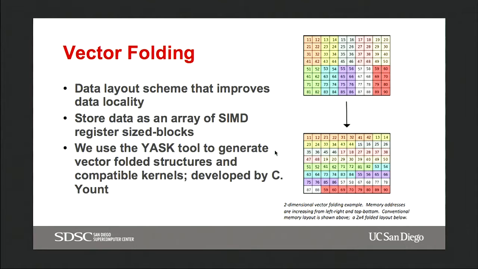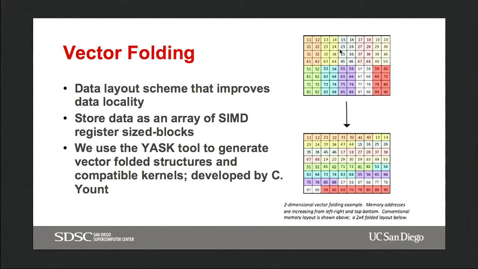OK, so I mentioned we've got this technique vector folding that we use to speed up our stencil computations. So really, it's a data layout scheme designed to improve spatial locality. So it's used for stencil codes. Here's a simple sort of 2D example of what's going on. The idea is simple, though. So you take a traditionally laid out grid, and rather than storing it in the traditional way, you try to store it as an array of small SIMD-sized blocks.